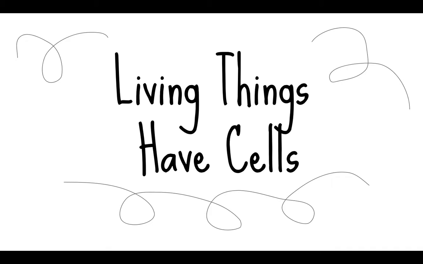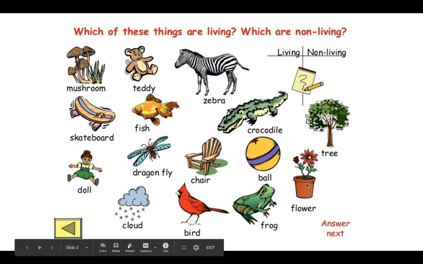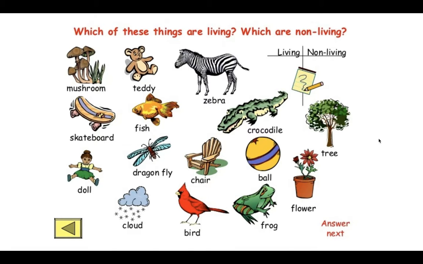I wanted to go over exactly what you guys did last week and introduce how it plays into this week. We're going to focus mostly on living things and that they have cells. So if we look here, which of these things are living? If you said the mushroom, zebra, fish, crocodile, the dragonfly, the bird, the frog, the flower, and the tree, you would be correct. All of these things are living.